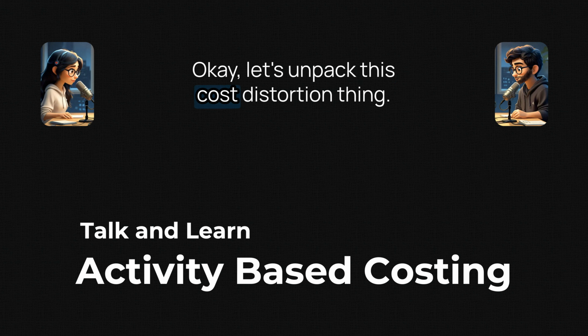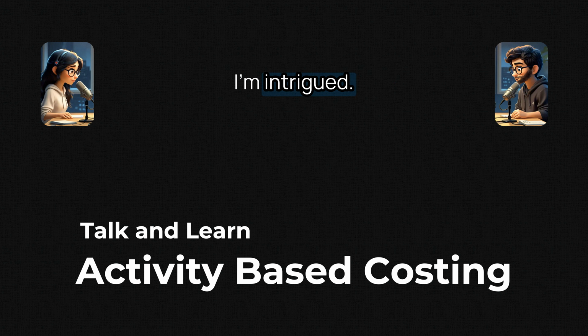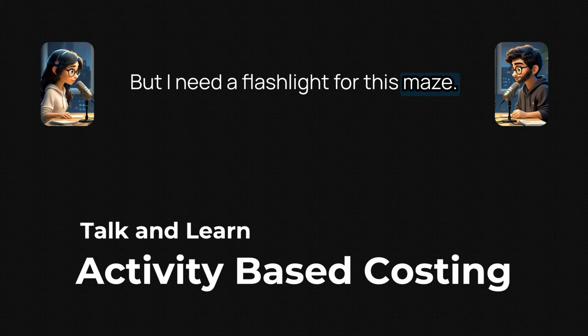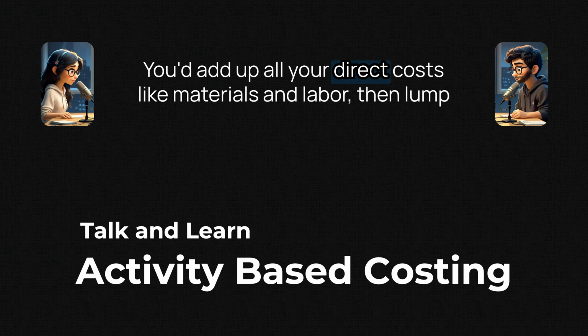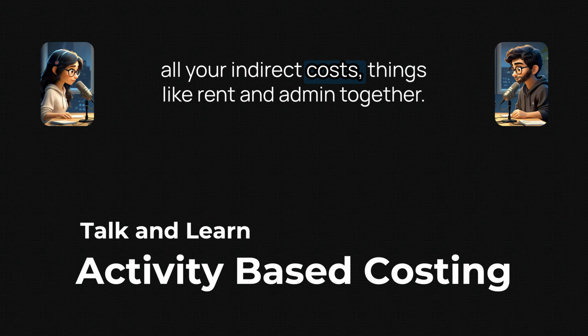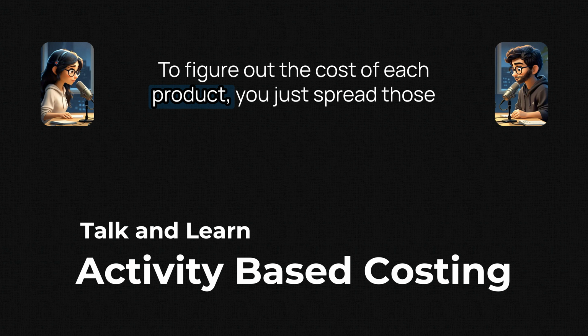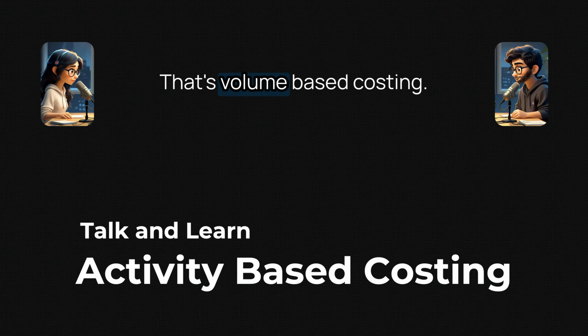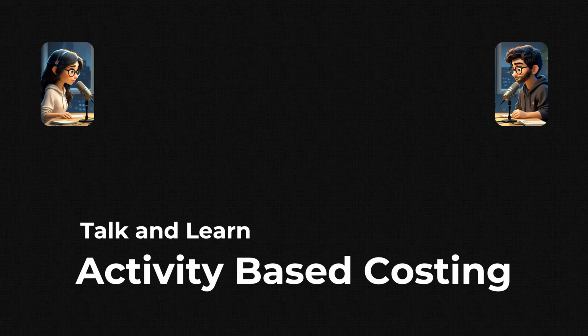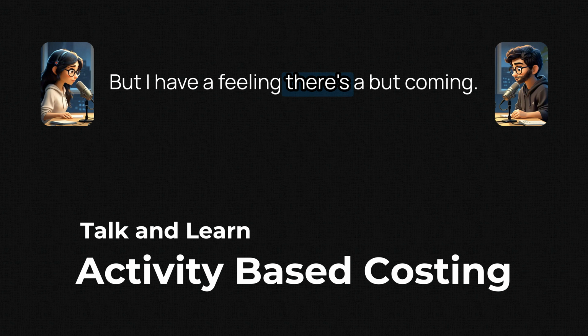Okay, let's unpack this cost distortion thing. I'm intrigued, but I need a flashlight for this maze. So imagine you're running a factory back in the good old days when you only made a handful of products. You'd add up all your direct costs like materials and labor, then lump all your indirect costs, things like rent and admin, together. To figure out the cost of each product, you just spread those indirect costs based on something simple, like say total labor hours. That's volume-based costing in a nutshell. Sounds straightforward enough, but I have a feeling there's a but coming.